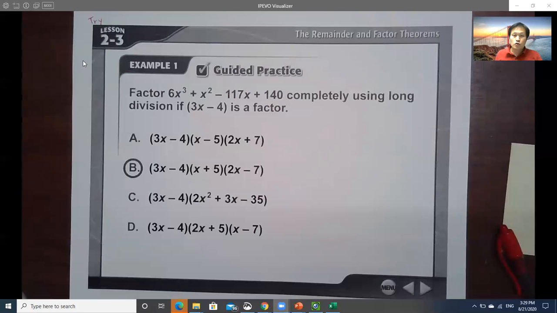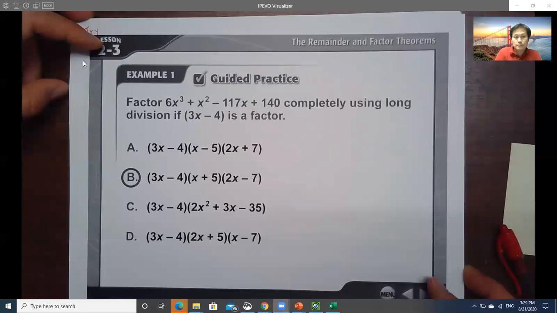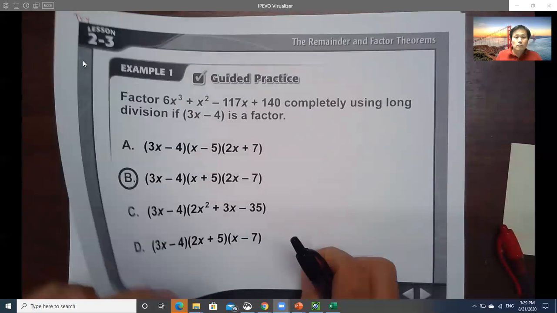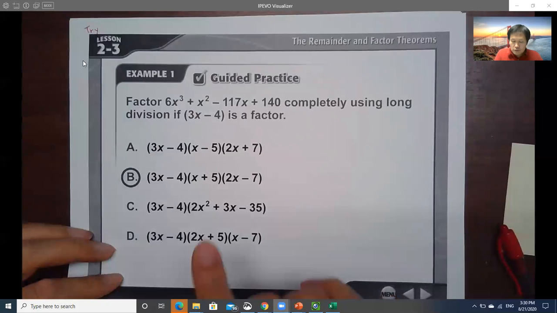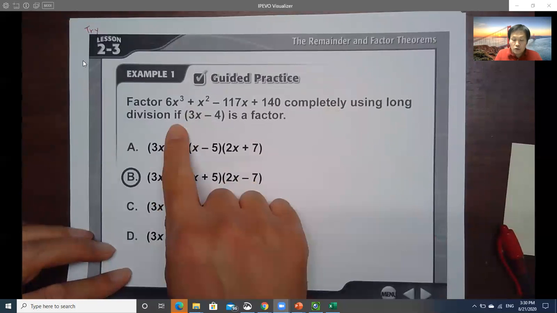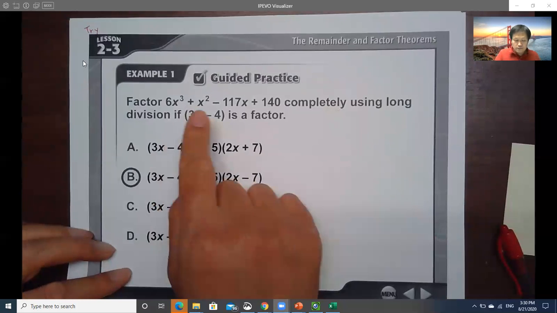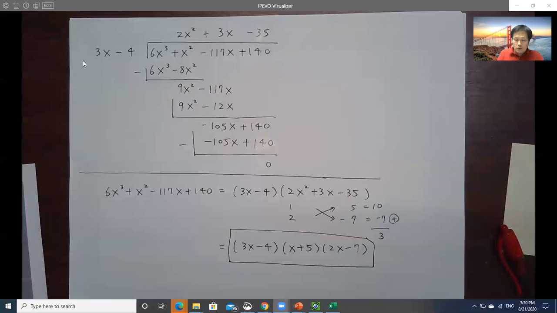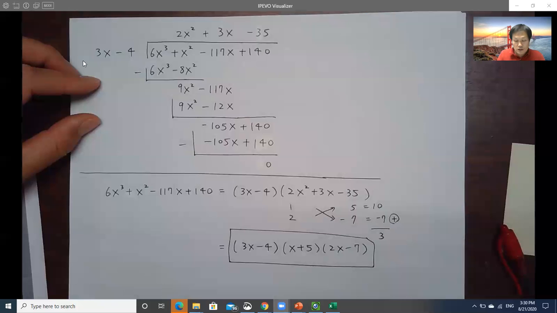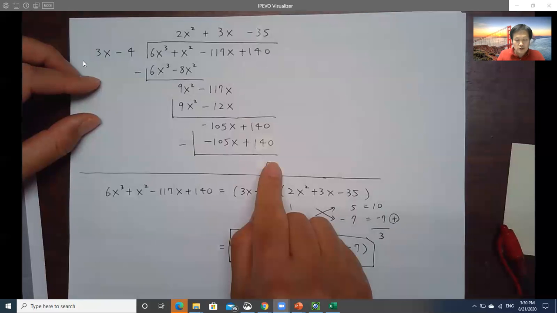Okay, so you should pause the video. Please try this. Factor this completely using long division if this is a factor. You have to do long division first. Here's my work. You have to do long division first. And you should get 0. Okay? Once you get the 0, you know this is a factor.